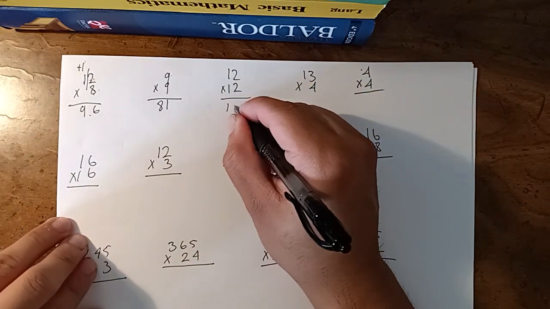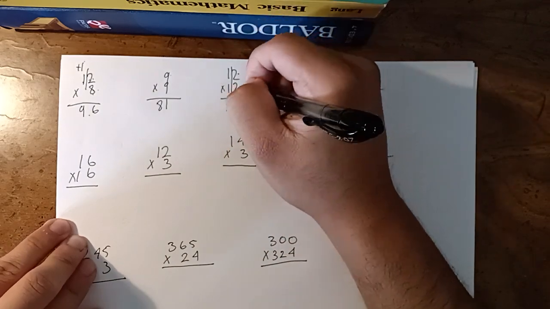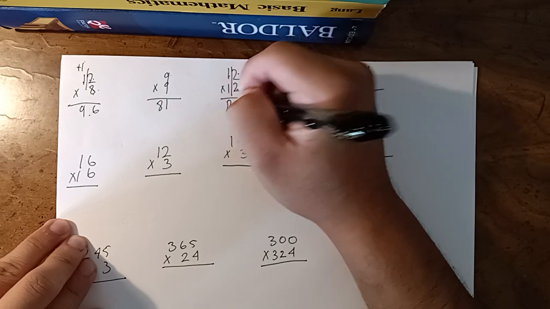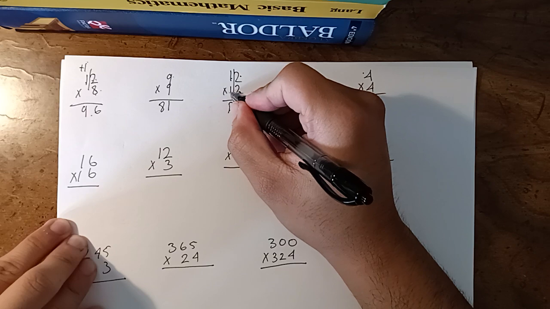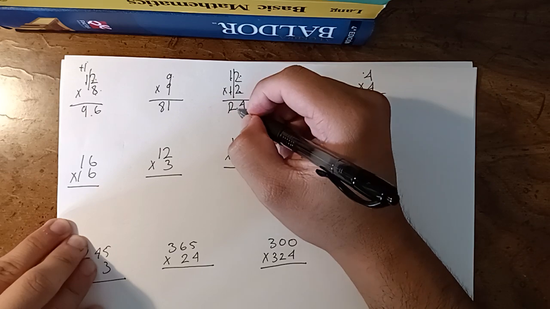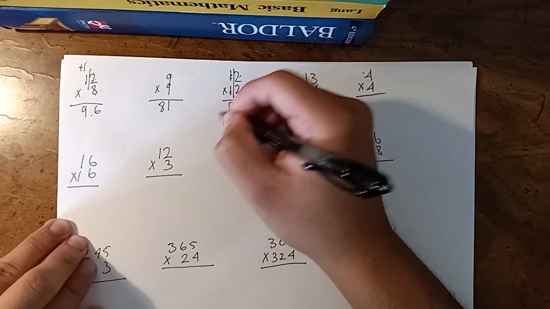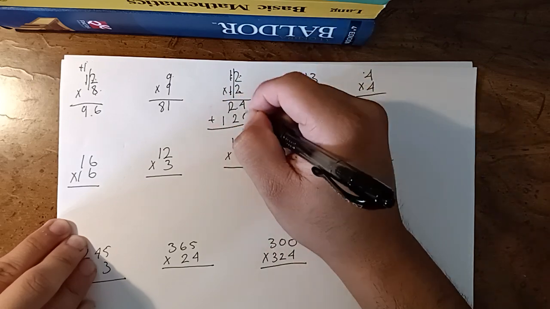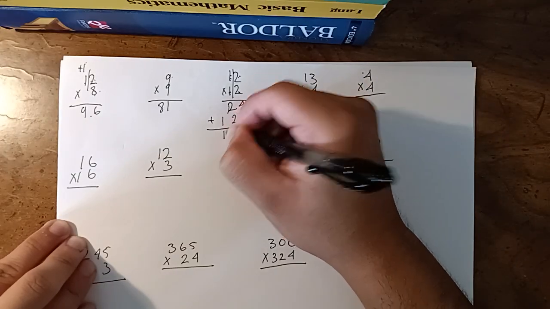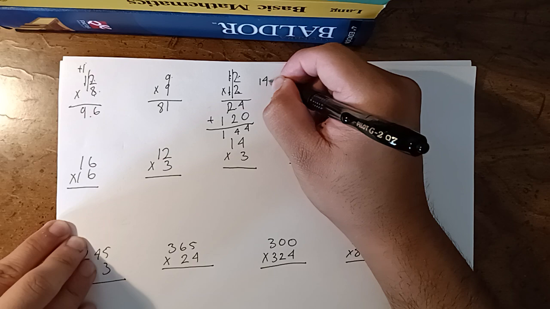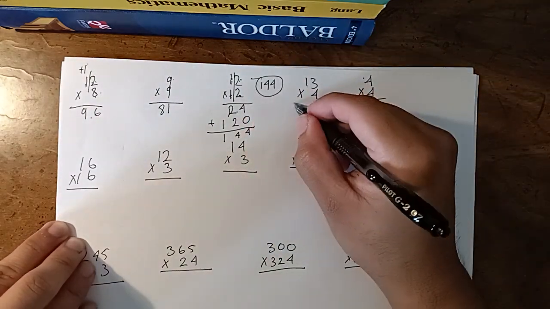12 times 12. I'll just do it the long way. 2 times 2 is 4. 2 times 1 is just 2. Write a 0, because we're going on to the next number. 1 times 2 is 2. 1 times 1 is 1. Add them all up. You're going to get 4, 4, 1. 144. That's the answer.